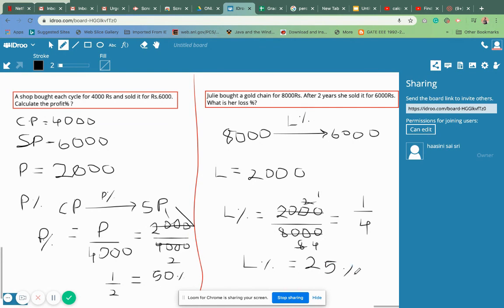So percentage change and finding the profit and the loss percent is the same thing. In percentage change, the terms we use are increase percent and decrease percent. In profit and loss, the same concept is addressed in a different way as profit percent and loss percent.